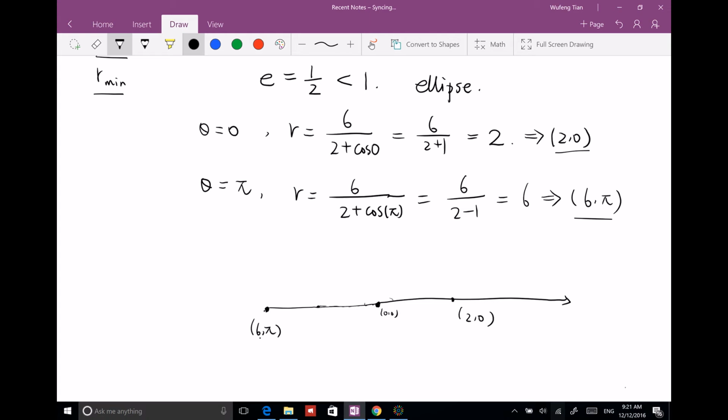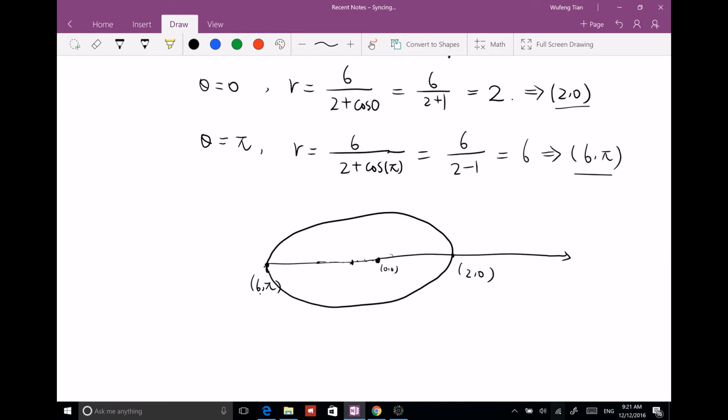Then the graph is going to be like this. It goes to here. You graph it, it's like this. Does it make sense, everyone? Okay.